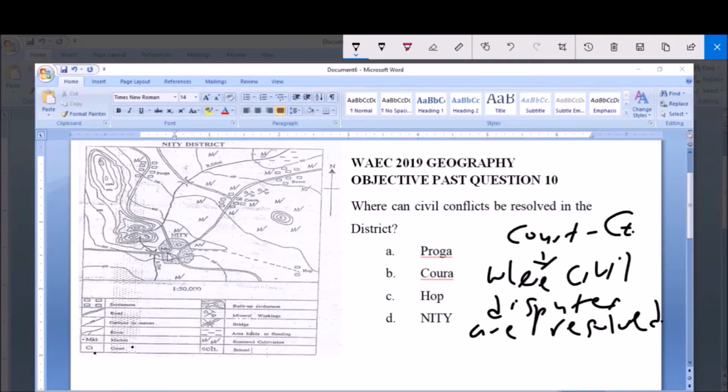So from the map, a court is located here. CT is written here, which represents court, and that is in the Niti settlement. So a court is located there, hence civil conflicts or civil disputes can be resolved in Niti, and that is option D.